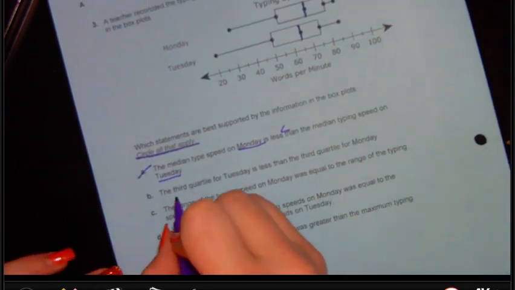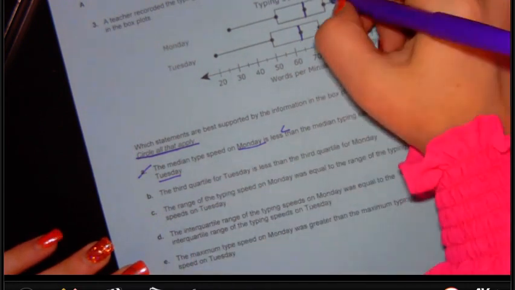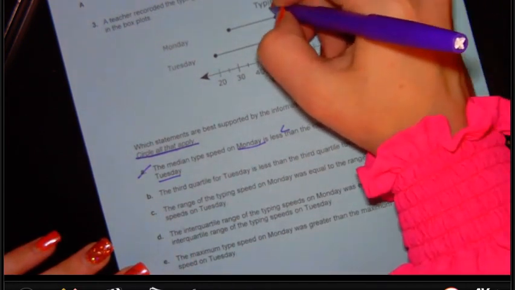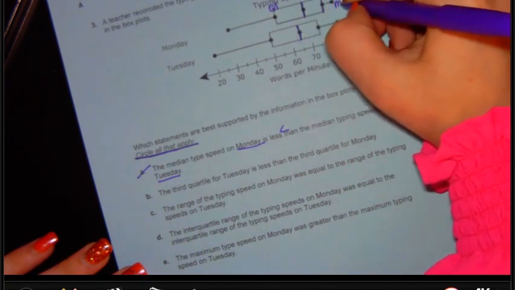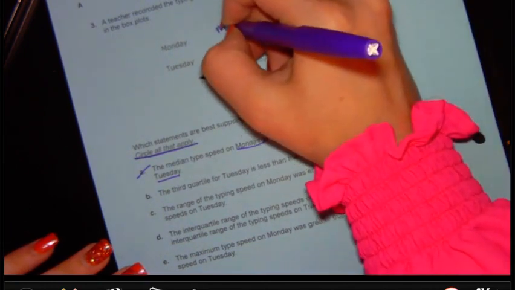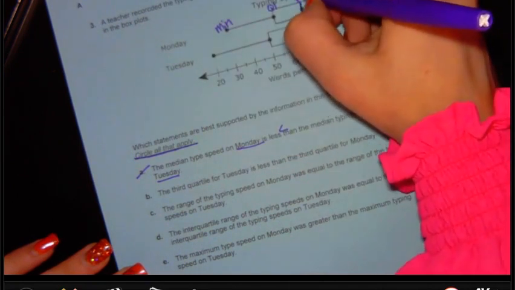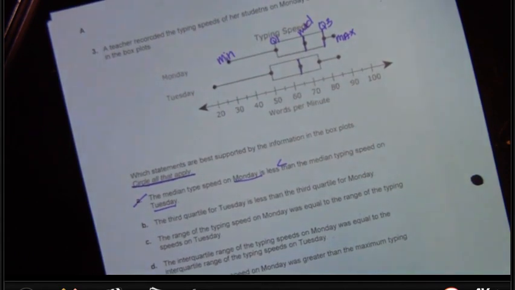The third quartile, that's this one. So if we want to go ahead and label this, this is Q1, this is Q3. This here is my max. This one is my min. And this one right here is my median. Okay, so Q3 is the line at the very end.